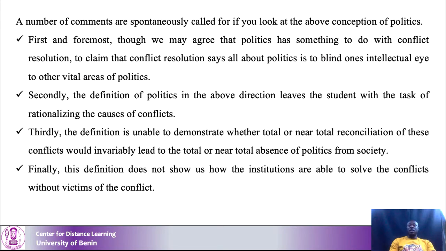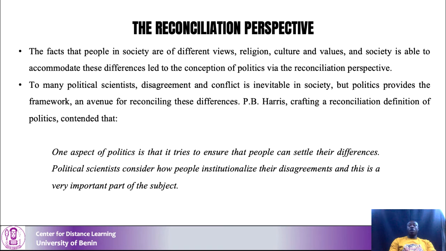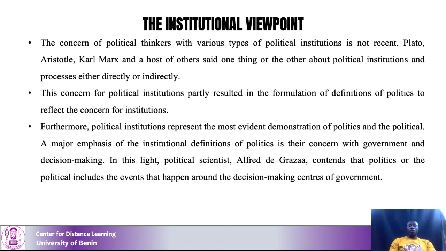Secondly, the definition of politics in the above direction leaves you with the task of rationalizing the causes of conflicts. Thirdly, the definition is unable to demonstrate whether total or near reconciliation of these conflicts would invariably lead to total or near collapse or absence of politics from society. And finally, this definition does not show us how institutions are able to solve conflicts without victims of conflict. So for you to use the reconciliation approach, you also have to try out other approaches which can give you other viewpoints.